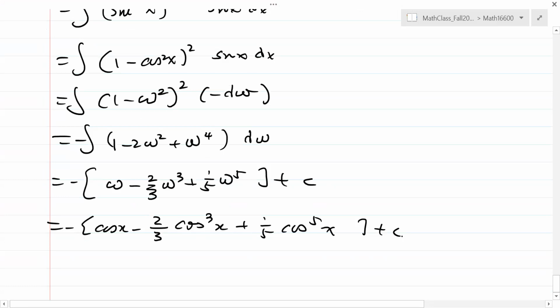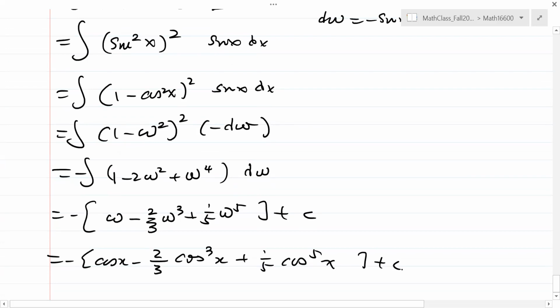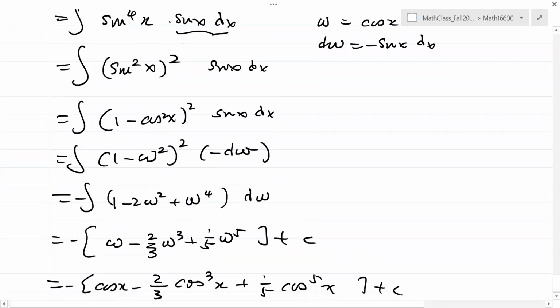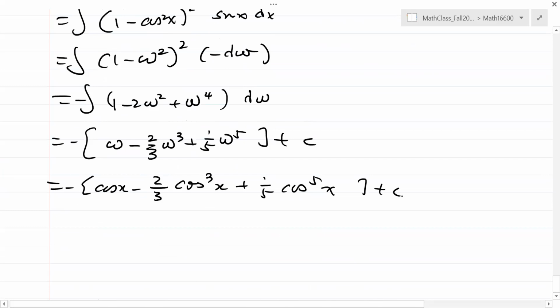I should say that this is not the unique form of the answer. Okay. Different approaches give you different answers, but this is probably the simplest way to solve the problem. If you use integration by parts, then you differentiate sine to the fourth power, you probably end up with a different form of solution. Okay.